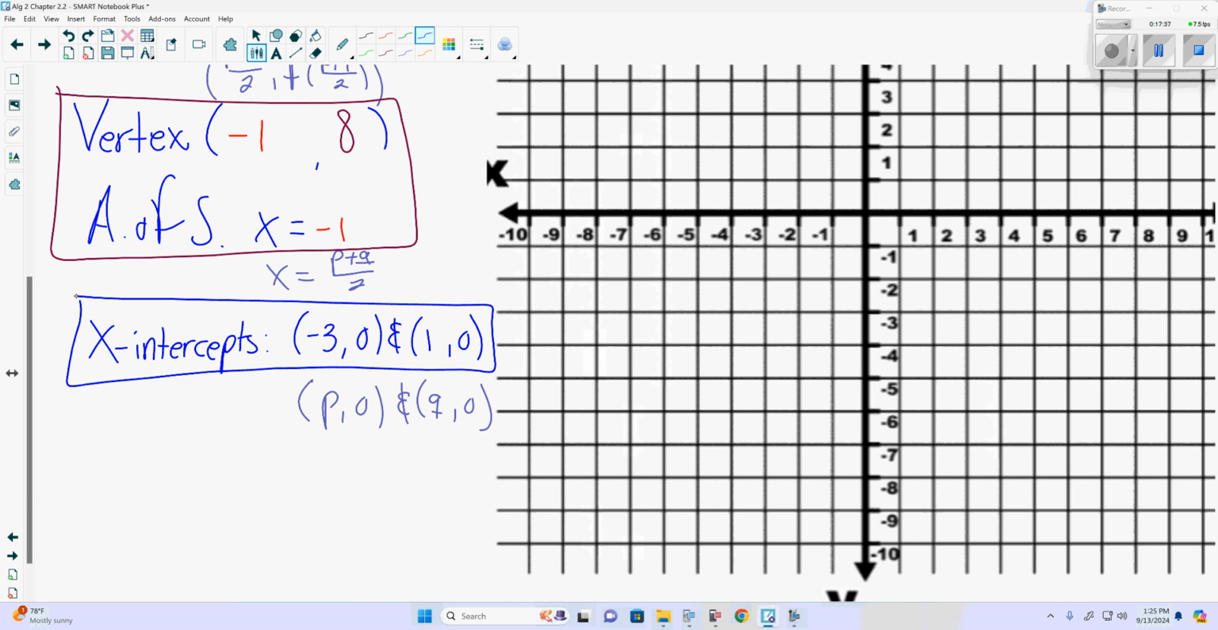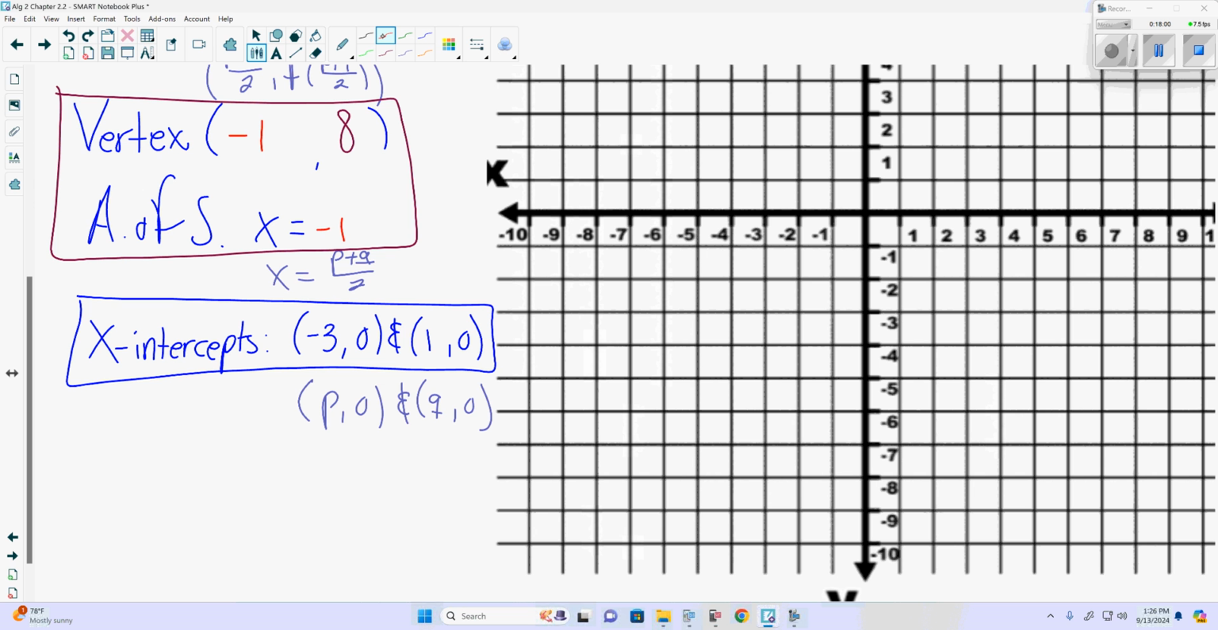Questions on this here? Because really, once we got p and q, we had the x-intercepts. To get the vertex, we had to add them together and divide by 2. And it also gave us the axis of symmetry. To find the other part of the vertex, we just had to plug that value back into the function, and it gave us the rest.